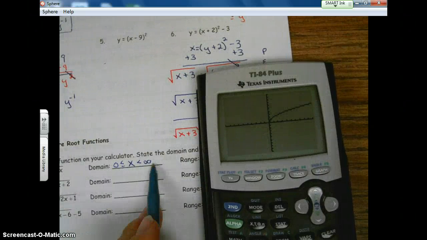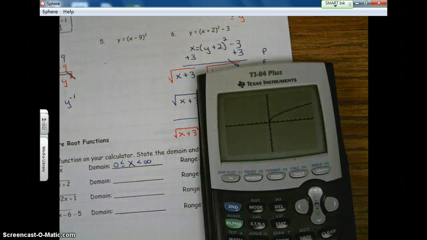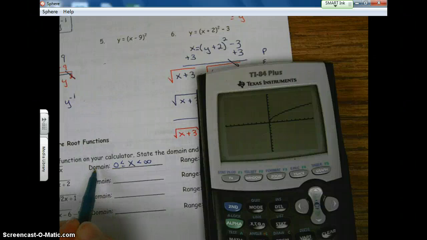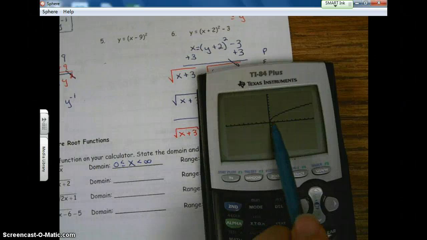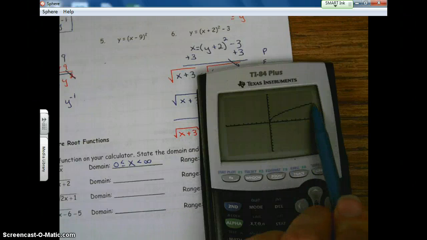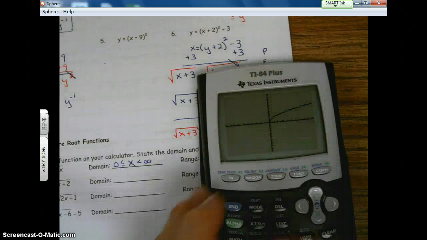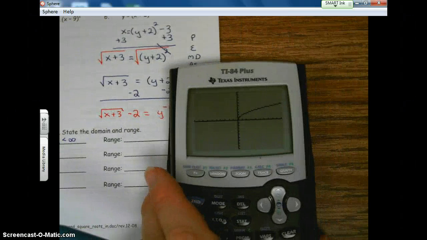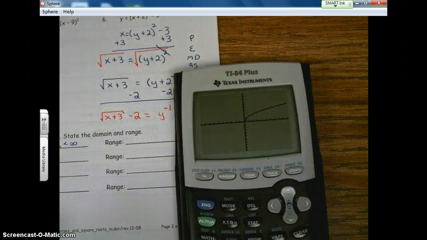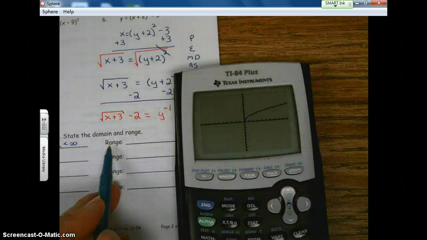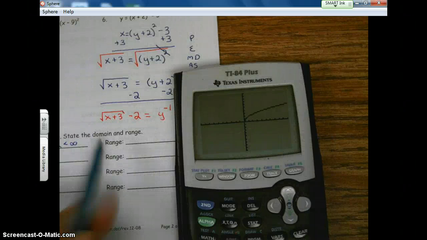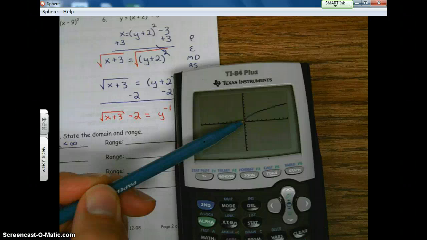Don't forget, infinity doesn't get an equal sign. Okay? Remember, domain is left to right. So my furthest left domain value is 0. My furthest right domain value is infinity. Alright, let's take a look at the range. Remember, range goes from the lowest to the highest. Okay? So the lowest point on this graph that I can see is 0.